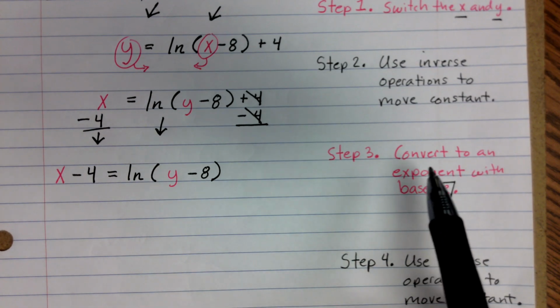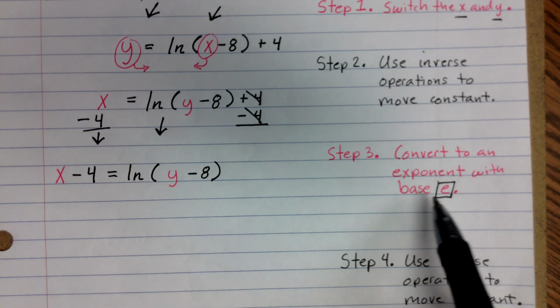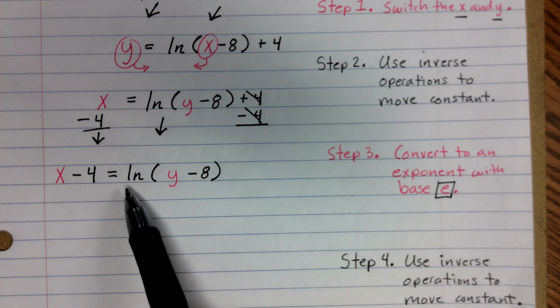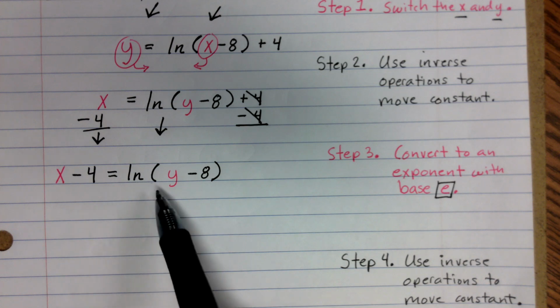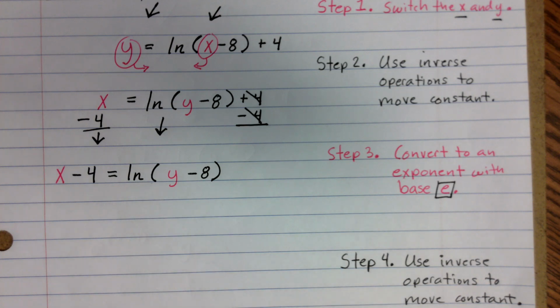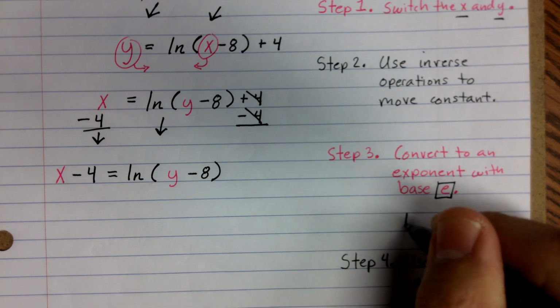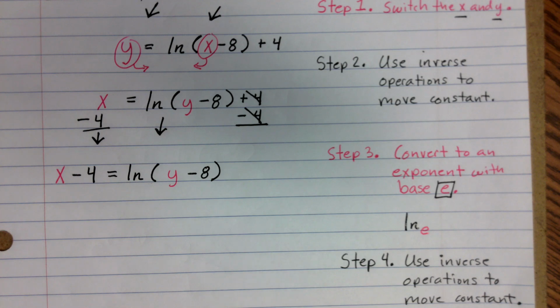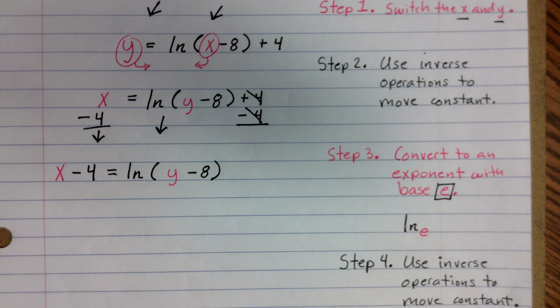Notice our step 3 says convert to an exponent with base e. Now, you heard me say base e right in the beginning of the video, and that's because anytime you see this ln, this natural log, it always has a base of e. And what I mean by that is if I wrote ln in, my base would be e. And this is important because we're going to convert this to an exponent, and we need to know what the base is if we're going to write an exponent. Because an exponent has a base, it has an exponent, also sometimes referred to as the power of it, and then it has an answer.